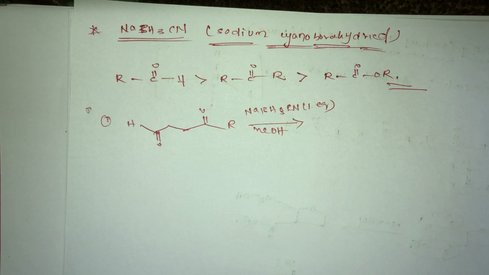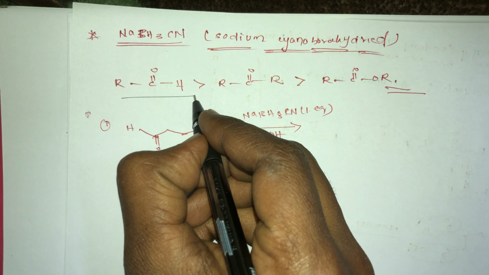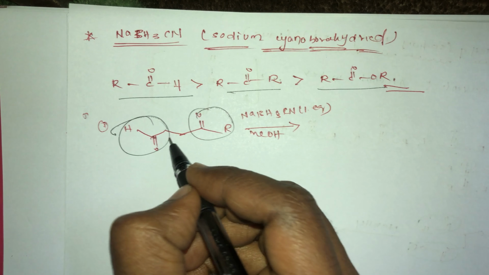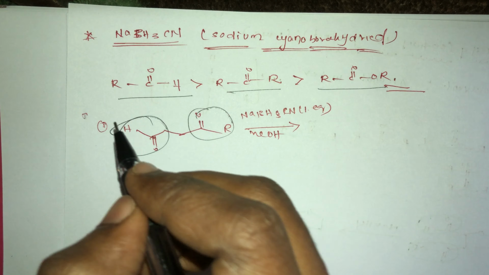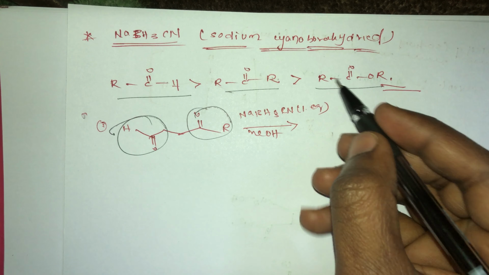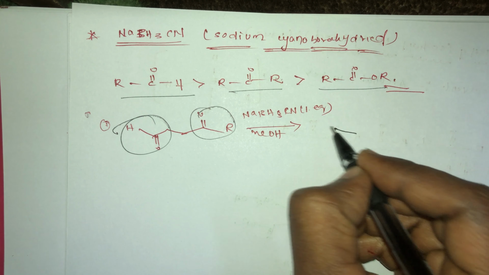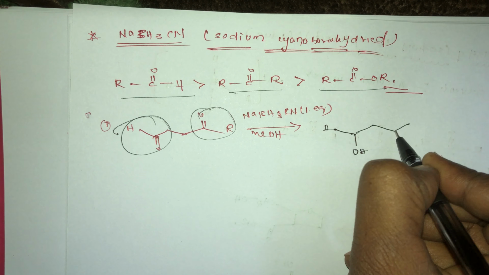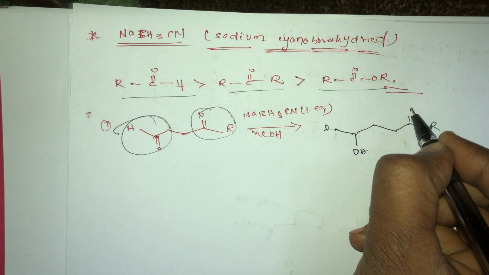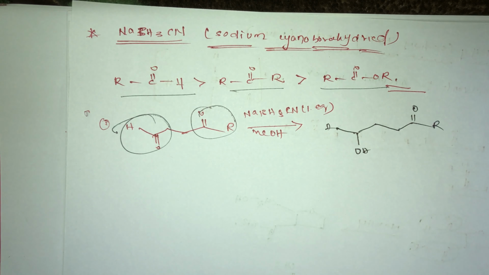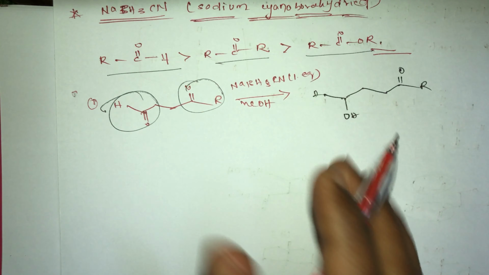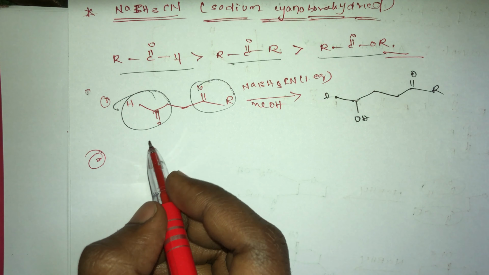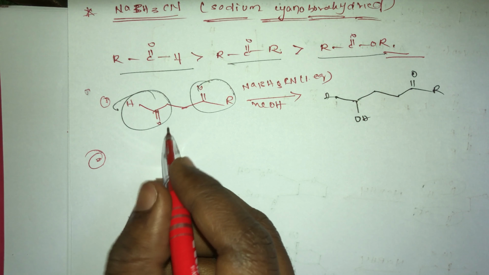So obviously what is the order? Aldehydes will react first, then ketones, then esters. So here is the aldehyde, here the ketone. Which one will react first? Obviously the aldehyde will react first. That is the reason we take sodium cyanoborohydride here. If you use sodium borohydride, both functional groups will react. That's the reason we cannot use sodium borohydride instead of sodium cyanoborohydride.